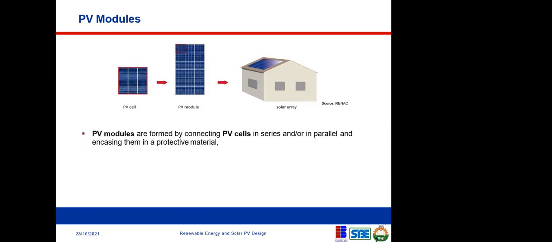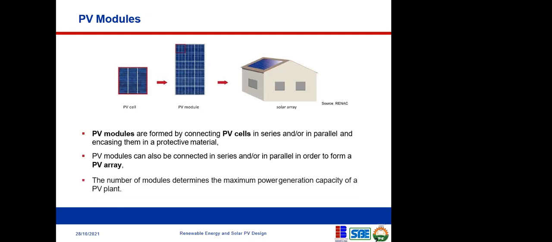Now, PV modules are formed by connecting PV cells in series or in parallel and encasing them in a protective material. PV modules can be connected in series and or in parallel in order to form a PV array. It's just the same thing I just explained. So the number of modules determines the maximum power generation capacity of the PV plant. When you see those PV modules, you're going to see their rated capacity in kilowatts or watts. They all mean the same thing, they're all talking about power. In most cases, it is in watts.